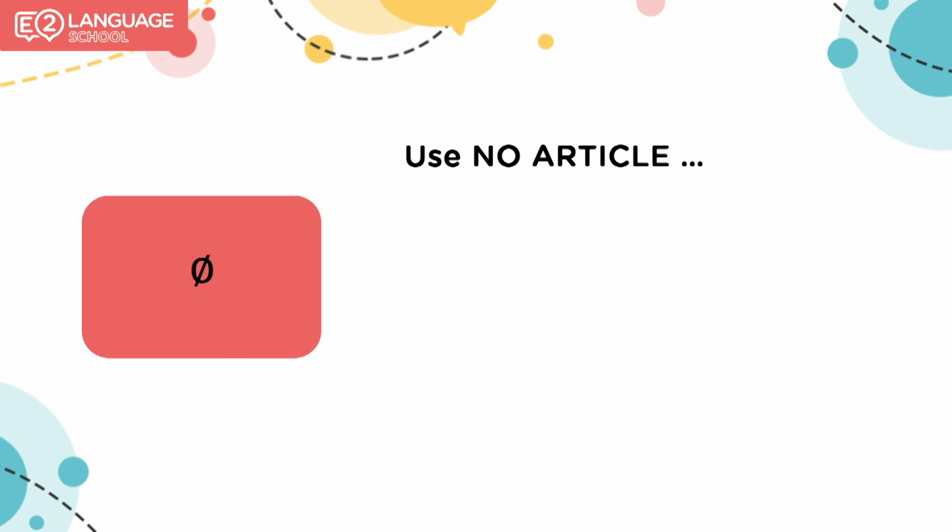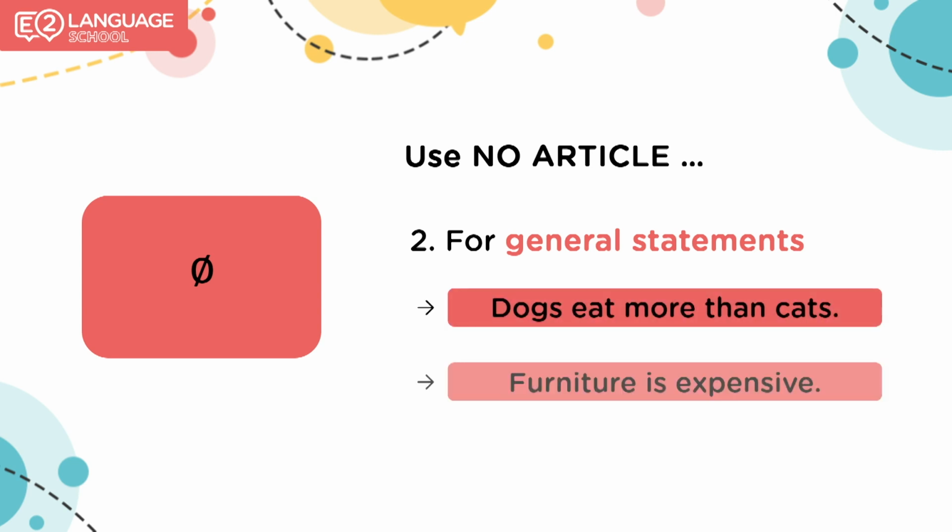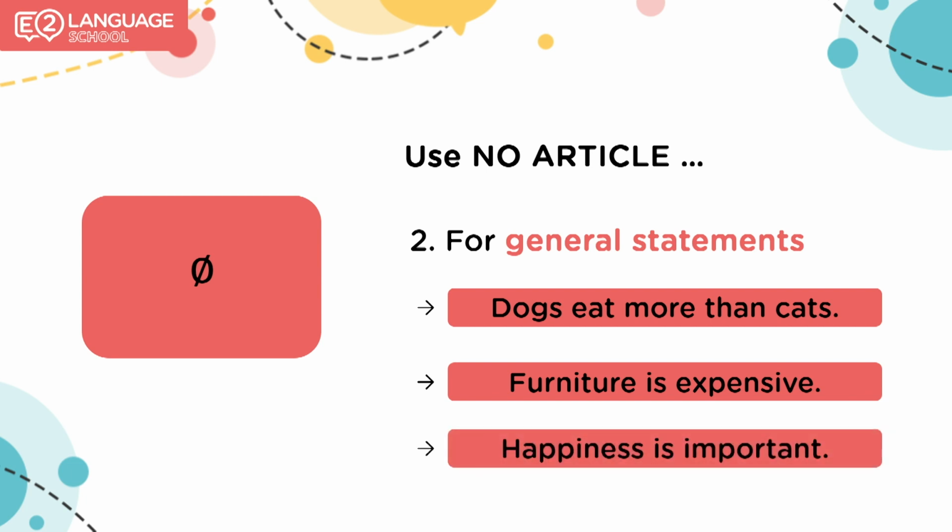The second use is for general statements. Here are some examples. Dogs eat more than cats. Furniture is expensive. Happiness is important. So we can see here that dogs is a plural noun, furniture is an uncountable noun, and happiness is an abstract noun. So for all three of these sentences, I'm talking in a general way.